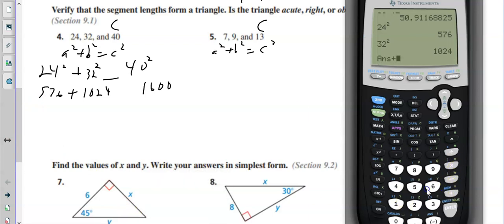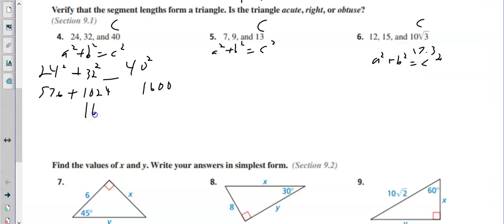So 1024 plus 576 equals 1600. So 1600 equals 1600. Okay? That means since it matches, that's a right triangle.